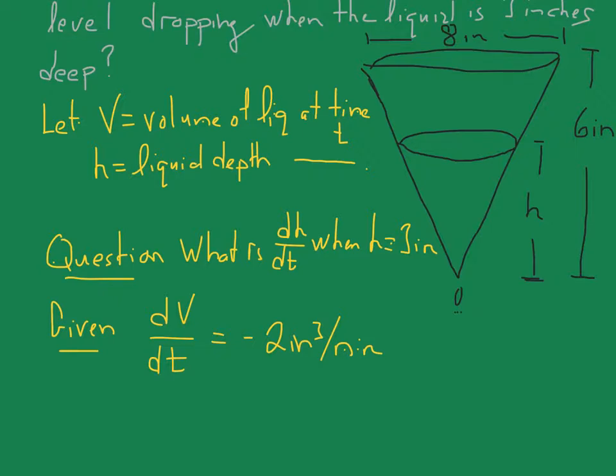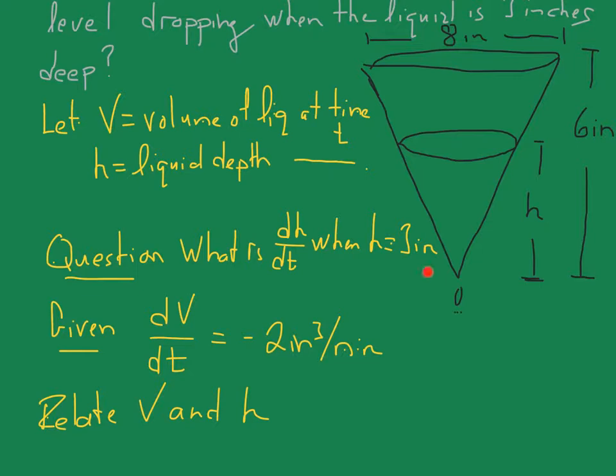So we're given this information here. Or rather, we're interested in this information here. We're interested in dH/dt. We're given something about dV/dt. We need to somehow relate V and H. So let's do that. Relate V and H. Okay, well, can we express the volume of liquid in this cup?